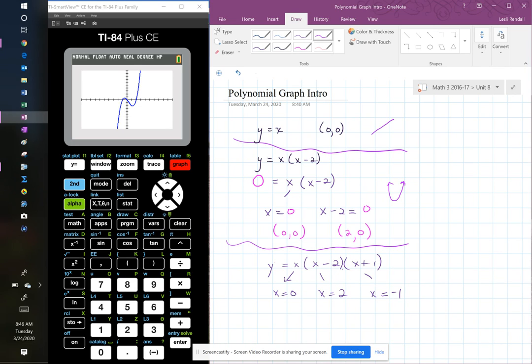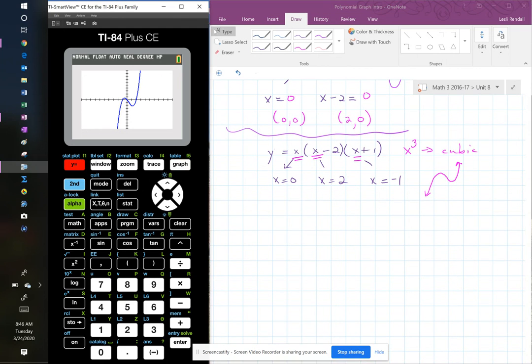And now let's look here at the degree. So we have 3 x's, so this means this is an x cubed function. So it is cubic, and our graph looked like the letter N. Let's add one more factor there.